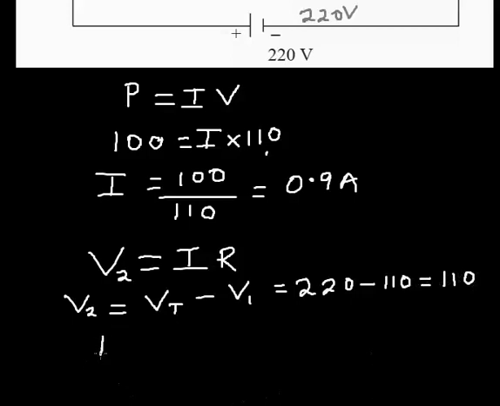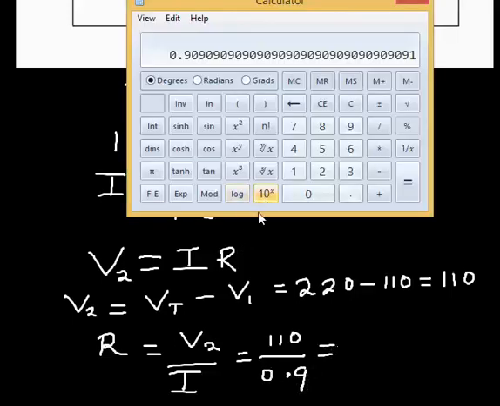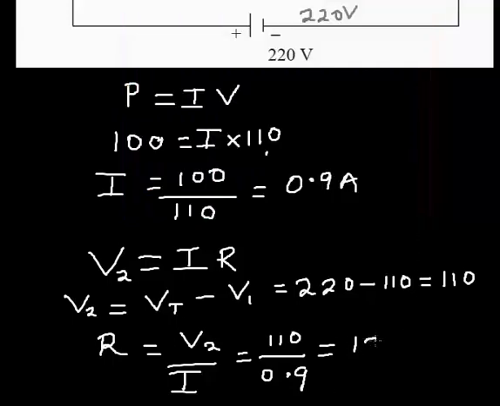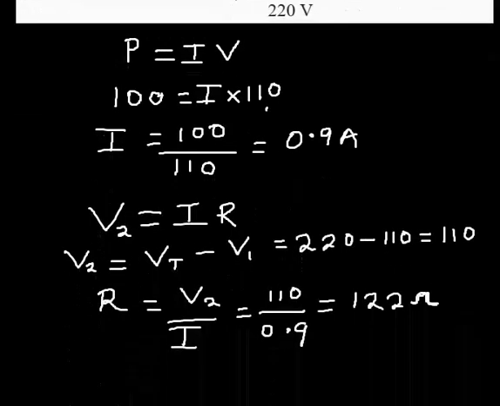So that way I can get the resistance, which is going to be V2 divided by the current. So 110 divided by 0.9. So that's 122 ohms. We proceed.